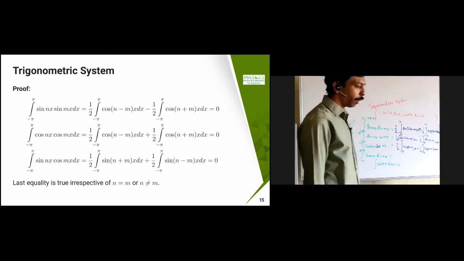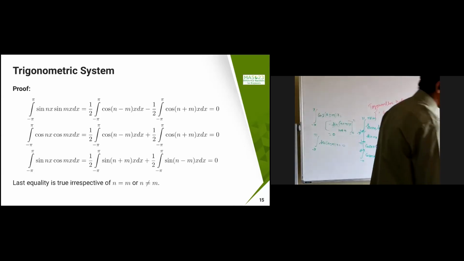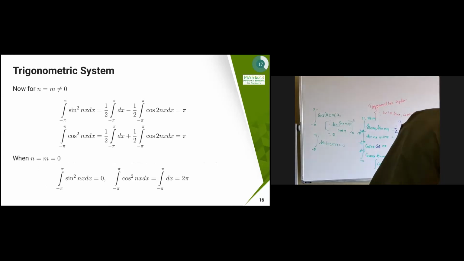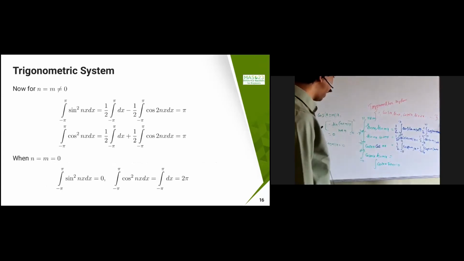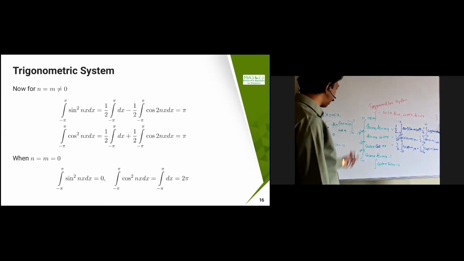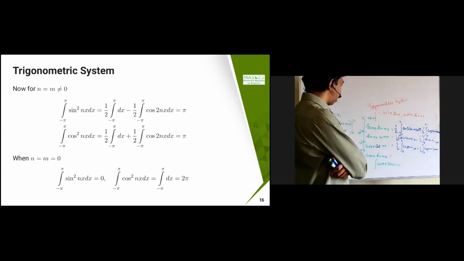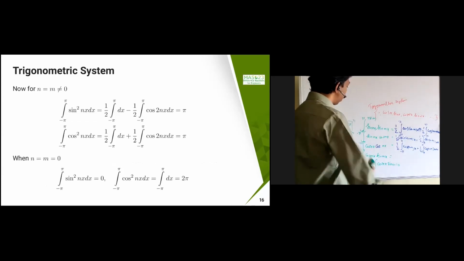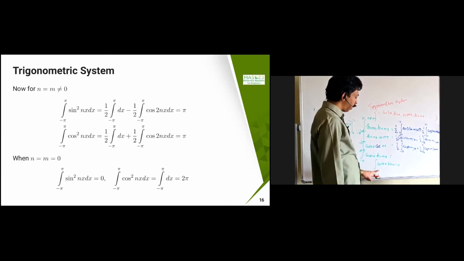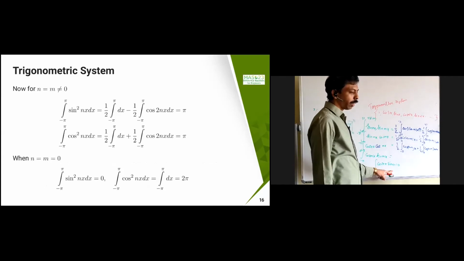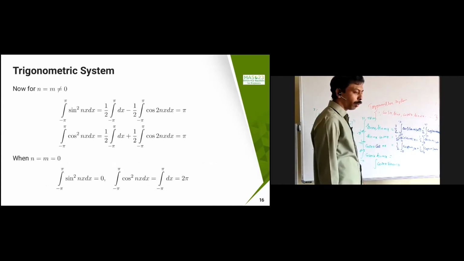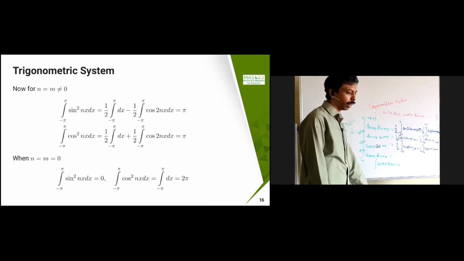Now, if we come to the other one, the last one. For cos nx and cos mx, again the same thing is going to come. Cos nx and sin mx is going to become the same thing, because simply you can say one thing: one is an odd function, the other is an even function. If you multiply an odd function with an even function, that is going to be an odd function, therefore it is going to become 0. That is also a trivial case.